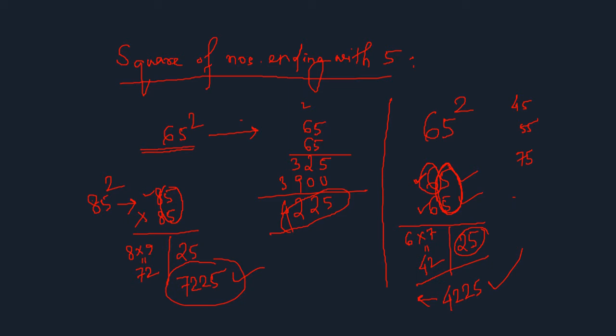Let's quickly understand 95. 95 square can be represented as 95 into 95. Let's just quickly solve this. Multiplying 5 and 5, we get 25. Multiplying 9 with the number succeeding it, that's 10. So 9 into 10 gives you 90. And bingo, the number obtained is 9025. That's 95 square. I think this should be sufficient for you guys to understand how the squaring of numbers ending with 5 works.